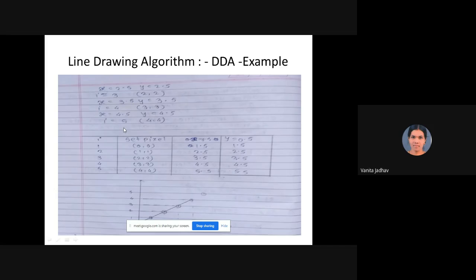We cannot go in. That's why we are unable to plot 5, 5. So that's why it is said that in DDA we are unable to draw the line, we are unable to end the line properly. We are unable to end the line properly.